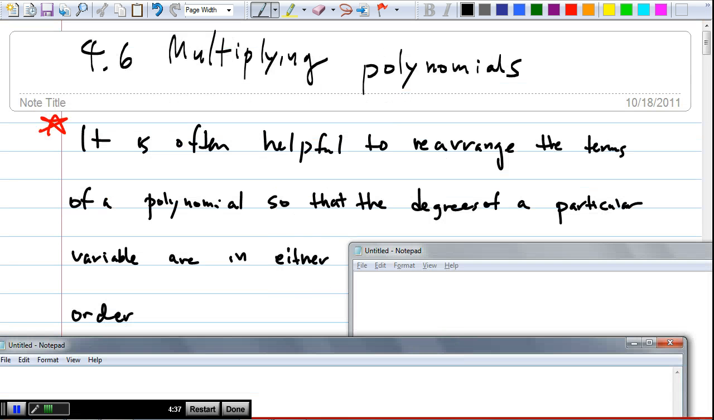All right, so before I get to example two, I need to explain something about the way we write these polynomials. Okay, so write this down. Let's see what goes into this blank space. This is going to be really helpful when you do your homework and your tests and quizzes. It is often helpful to rearrange the terms of a polynomial so that the degrees of a particular variable are in either something or something order. So what do you think goes into that blank? Oh, you have an idea already?